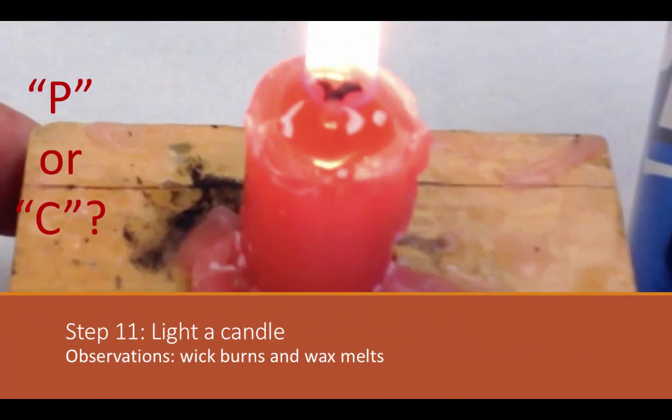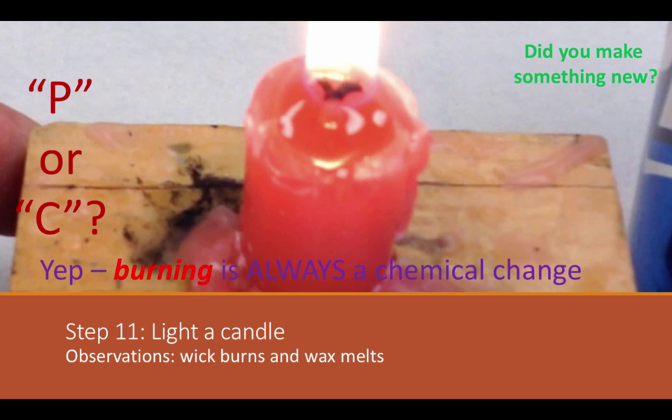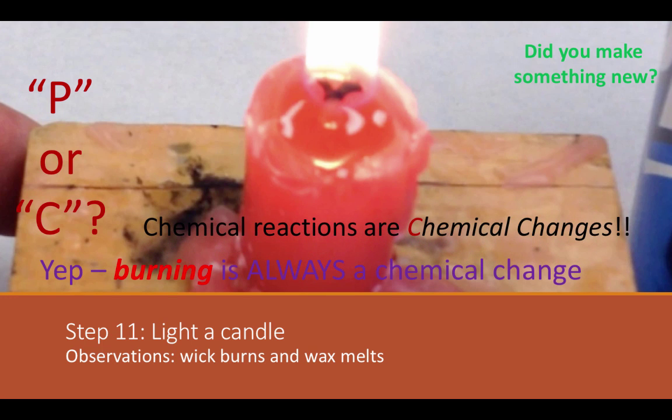Onto the candle. You started by simply lighting the candle and observing. You should have noticed that the wick burns and the wax melts. Did you make something new? Well, the wick is burning and heat is being produced. A chemical reaction is taking place. Burning is always a chemical change. What about the wax? All the wax is doing is melting. Melting is just a phase change. Phase changes are always physical changes.